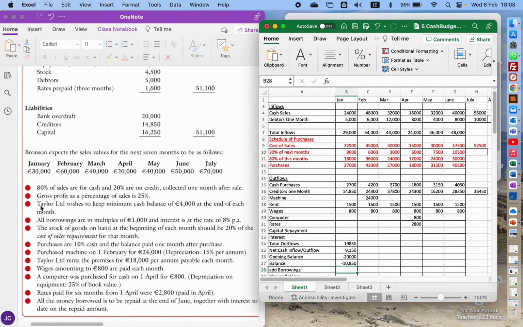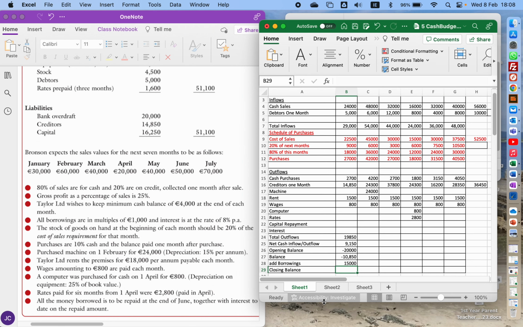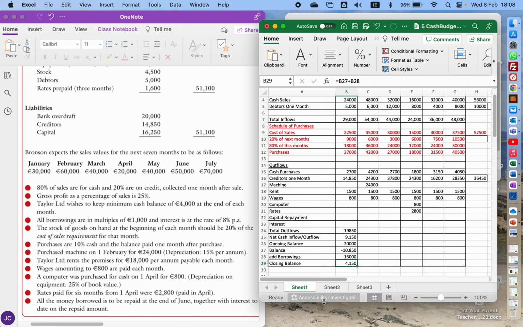Now, they want to keep a minimum balance of 4 grand. So if I'm minus 10,850, I'm going to have to borrow 15 grand to bring me above the 4 grand that I'm looking for. If I do that, I get 4,150, and that 4,150 becomes my opening balance for the next month. Okay, so I'm borrowing 15 grand there.